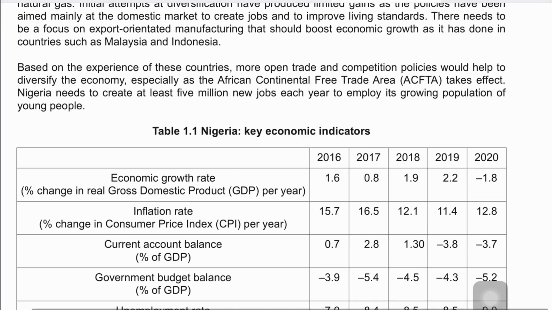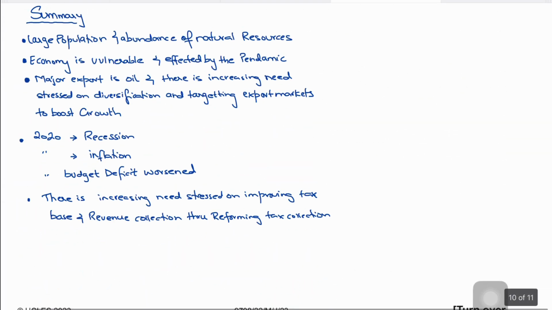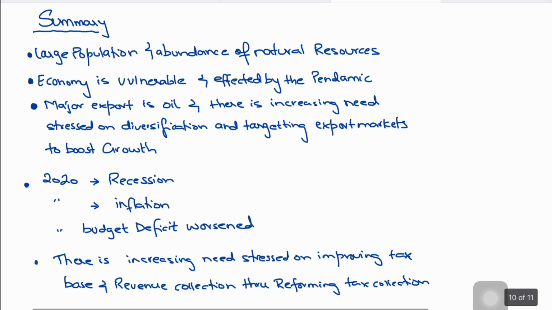Now guys, I've written a quick summary of what was happening in the case study. So we have a large population and abundance of natural resources for the country. The economy is obviously vulnerable. It's a poor country and affected by the pandemic, and major export is oil. There's an increasing need stressed on diversification and targeting export markets to boost growth. In 2020, the country was hit because of a recession. You had the pandemic going on, then you had inflation also coming up in 2020 in this country. Budget deficit worsened for Nigeria.